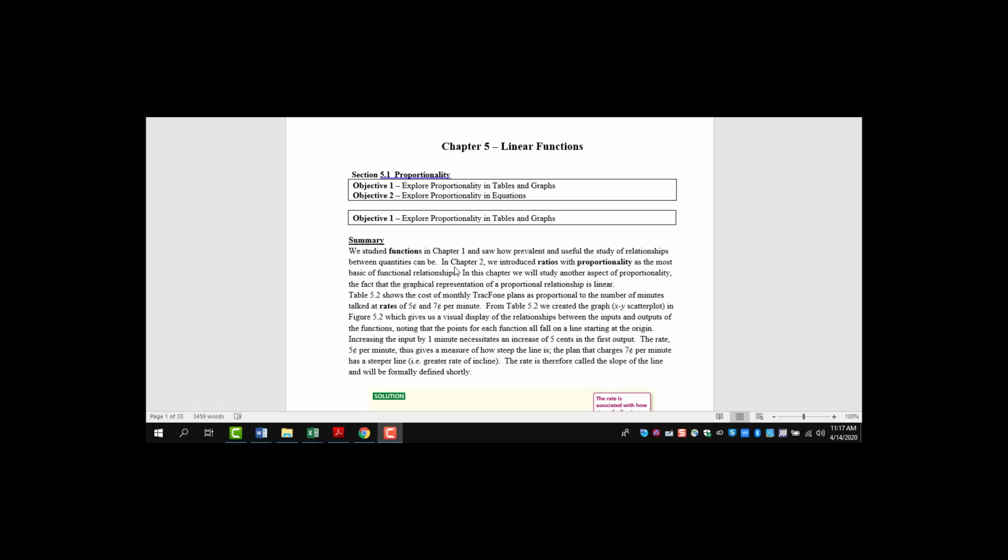It's basically the most simple function that we have. And we're going to expand that function to include all linear equations. So I'm going to give you a quick example here on the next page.